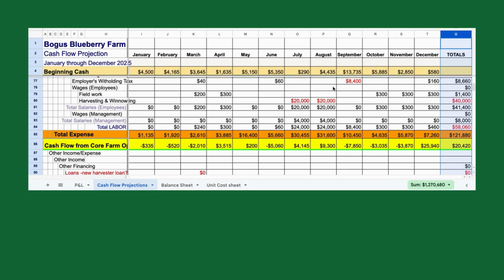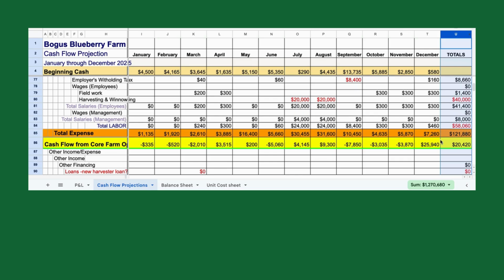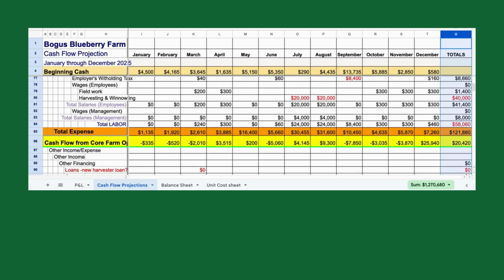But with a short harvest season in July and August, they have a spike in their cash flow with a labor cost of about $48,000. So overall, I'd say it's not a huge problem, but I agree with them that their labor cost is big and worth thinking if anything could be done. And then we see finally their total expenses will be about $121,000. So, after subtracting all the expenses from the income and cost of goods sold, they'll have $20,000 as positive cash flow from their core farm operation.